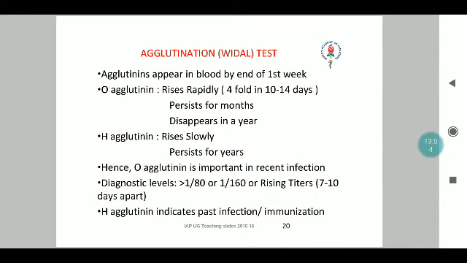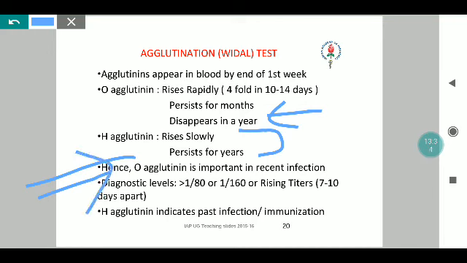Now, coming to the Widal test a little bit in detail, the agglutinins do appear in the blood by the end of the first week. Now, initially we did mention while studying the antigenic structure of the organism that there are two, the O-agglutinin and the H-agglutinin. The O-agglutinin rises rapidly 4-fold in 10 to 14 days and persists for months but does disappear within 1 year. The H-agglutinin rises slowly and persists for years together. So, based on this, we can understand that the O-agglutinin is what is important for a recent infection.